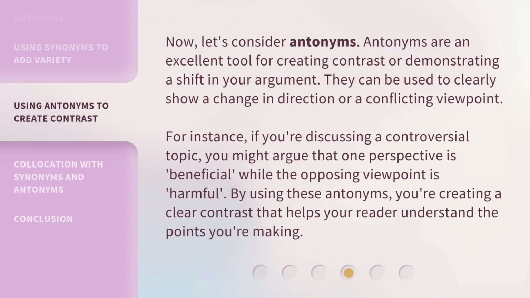Now, let's consider antonyms. Antonyms are an excellent tool for creating contrast or demonstrating a shift in your argument. They can be used to clearly show a change in direction or a conflicting viewpoint. For instance, if you're discussing a controversial topic, you might argue that one perspective is beneficial, while the opposing viewpoint is harmful. By using these antonyms, you're creating a clear contrast that helps your reader understand the points you're making.